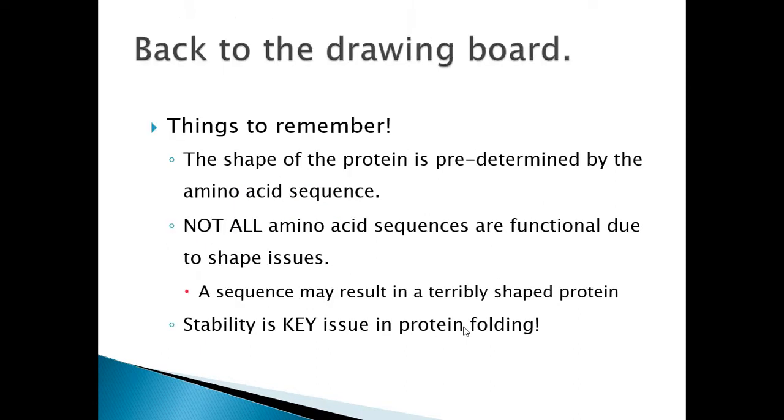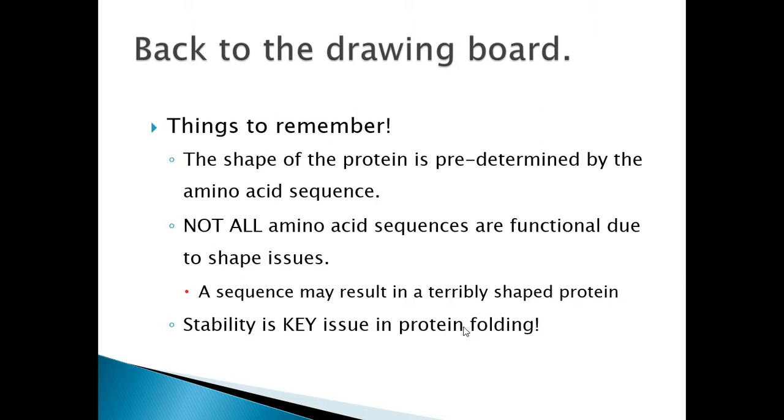And so the thing to remember is that the shape of a protein is predetermined by the amino acid sequence. Not all amino acid sequences are functional. So if you just took a random bunch of amino acids and put them together, it may not form a functional protein. It might just make a glob, and that's it. A sequence could result in a terribly shaped protein.